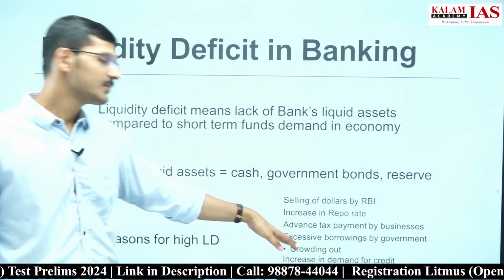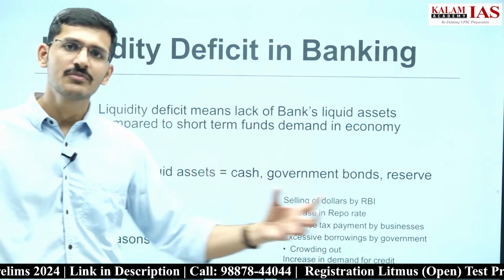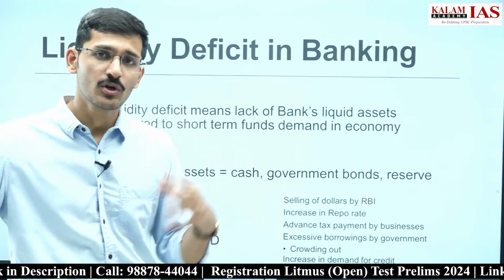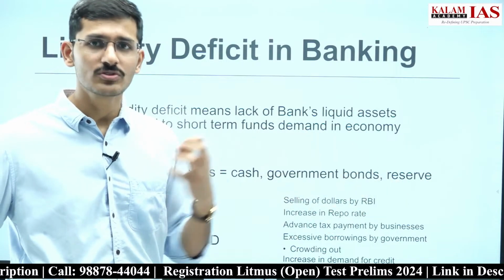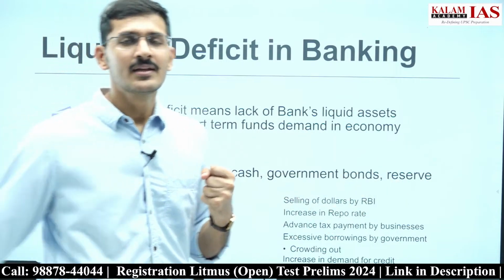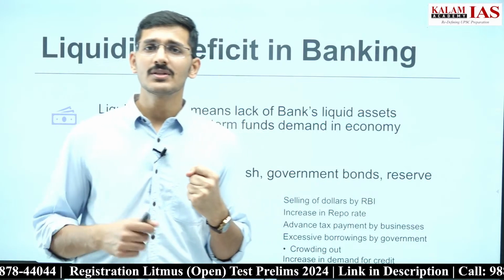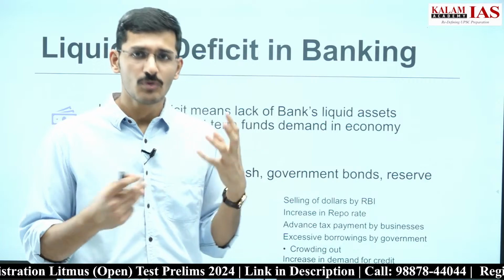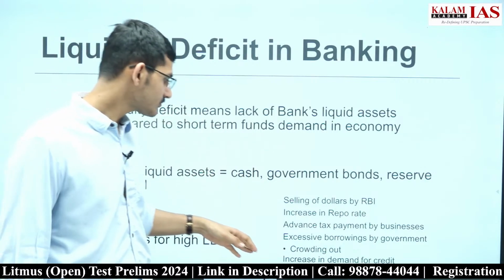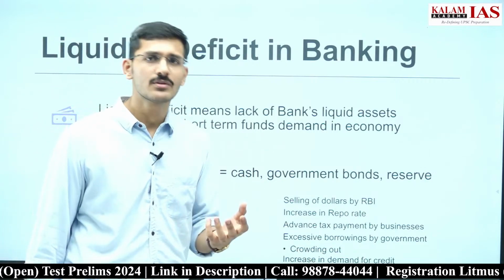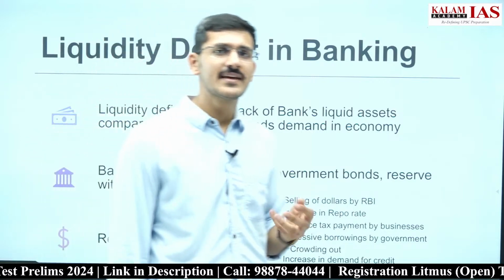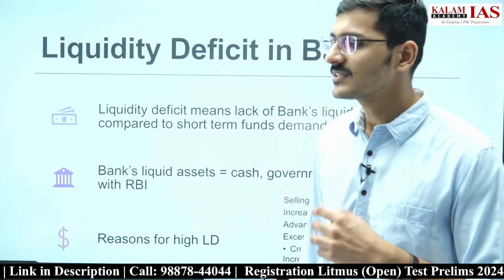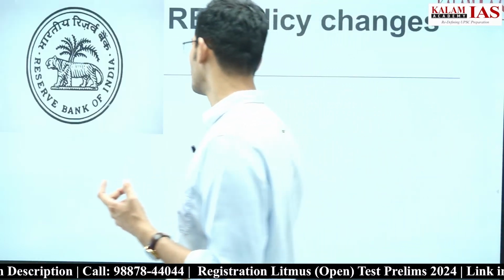Excessive borrowings by the government. When the government borrows excessively from the market, it reduces liquidity in the market, and we call it crowding out. When the government borrows a lot of money from the market, then the corporates do not have enough money, or there is less liquidity in the market to give money to the corporates for short term or the long term also. There can be increase in demand of credit also. For example, in festival seasons, there is increase in demand of credit, for short-term credit especially, and as a result, there can be liquidity deficit in the economy.